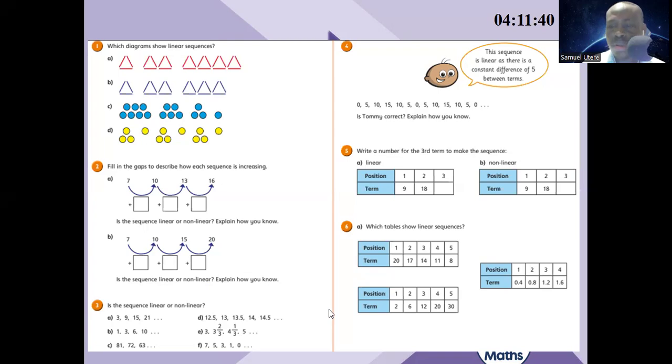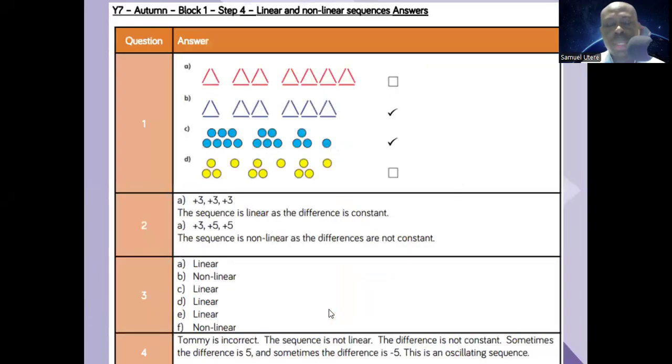Okay, all right. And then here, Tommy is incorrect. Okay, the sequence is not linear. The difference is not constant. Sometimes the difference is 5 and sometimes the difference is -5. This is an oscillating sequence. Now take note of that word because at some point we're going to use that word in maths. So it's oscillating from one value to the next value to the next value to the next value.